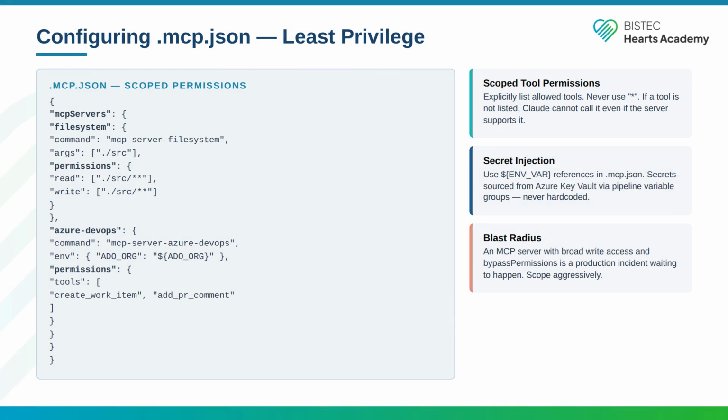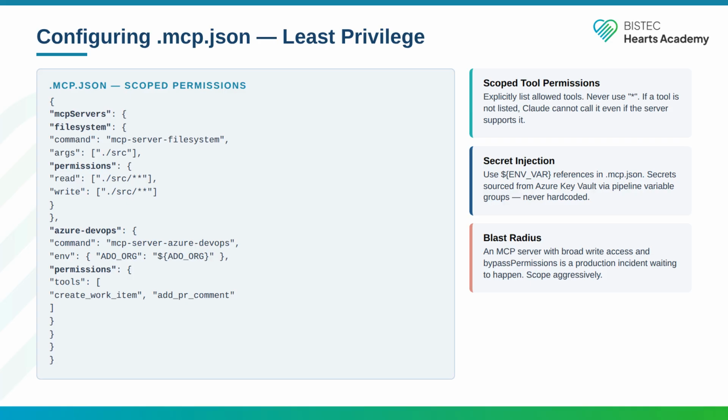The MCP JSON file is where you define the MCP servers Claude Code can access and the permissions each server operates under. Getting this configuration right is the difference between a well-governed automation and a wide open security exposure. The structure is an mcpServers object with named server blocks. Each block specifies the server binary to run, optional arguments such as the root path for a file system server, environment variable references for secrets, and a permissions block that explicitly enumerates the tools Claude is allowed to call.